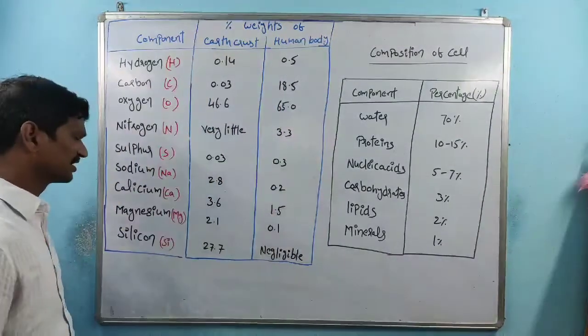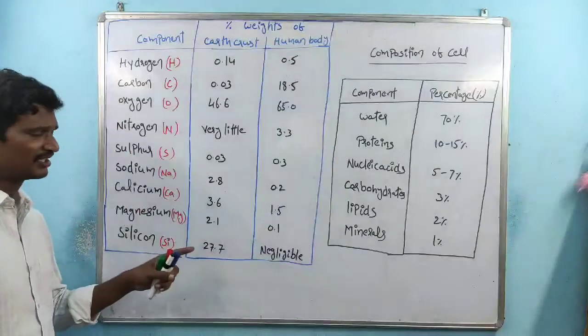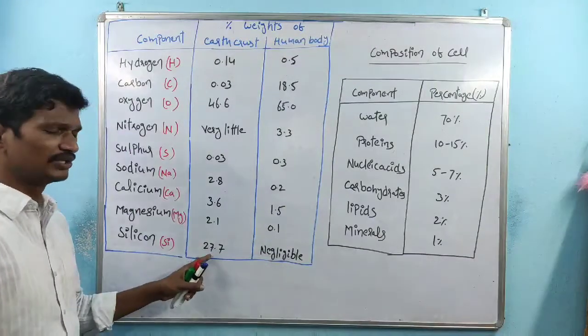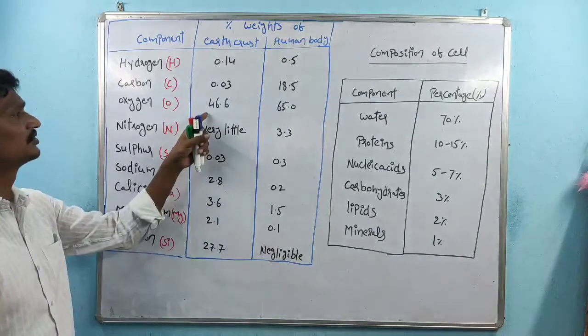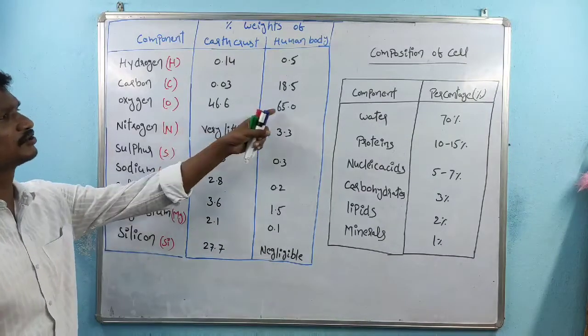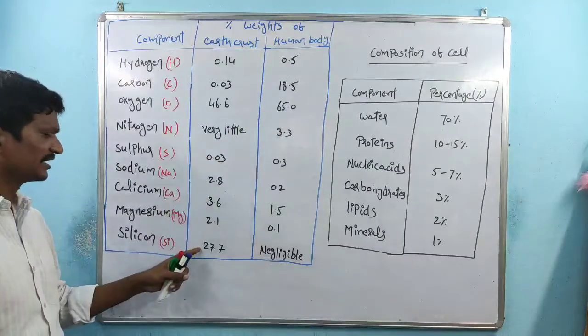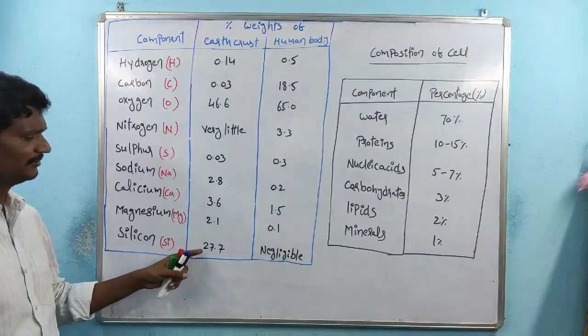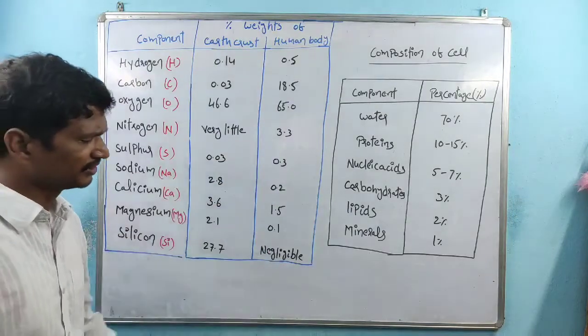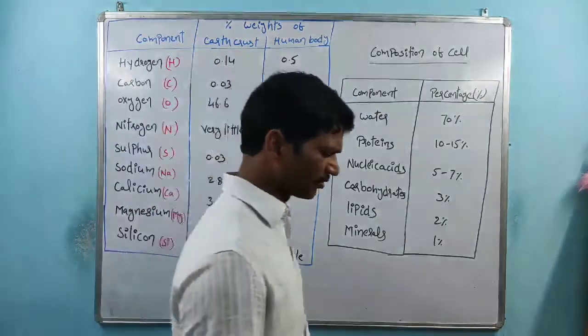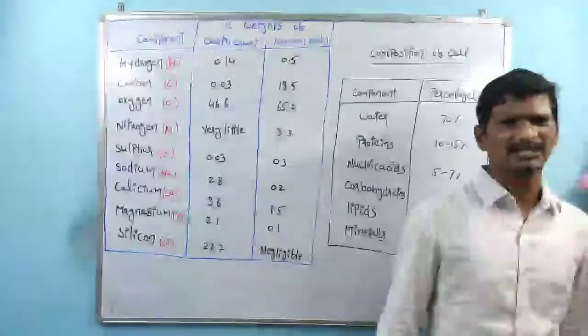The last one is silicon. In the earth's crust there is 27.7%, which is the second highest; oxygen is the highest one, both in the crust and in the human body. Within the human body, silicon is negligible. Within our body, there is no use of silica.